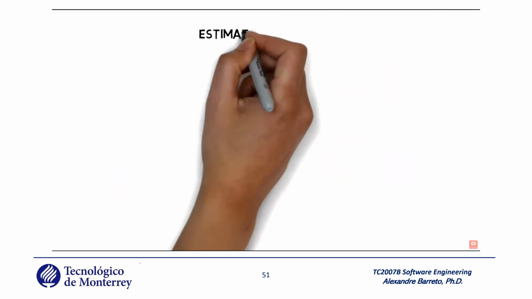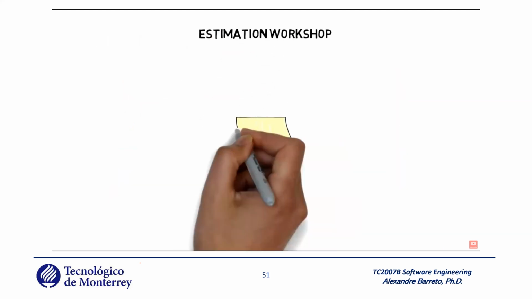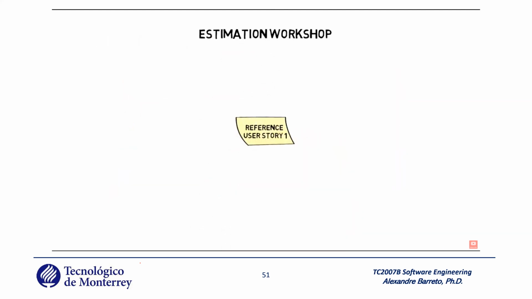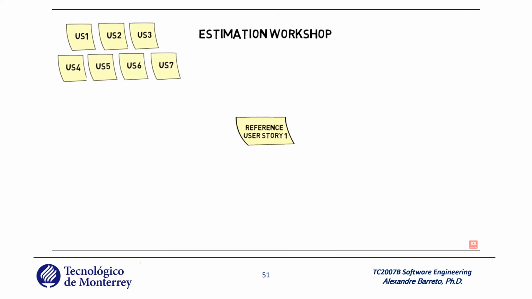In order to estimate user stories, each team would have to find 1 or 2 baseline stories as a reference. These user stories don't need to be the smallest ones, but they should be ones that everyone within the team understands and can resonate with. Once defined, estimating all the other user stories should be done by comparing them to the reference user story.